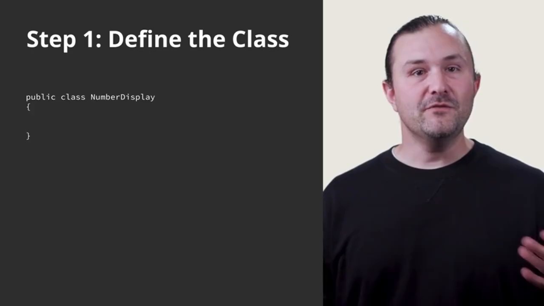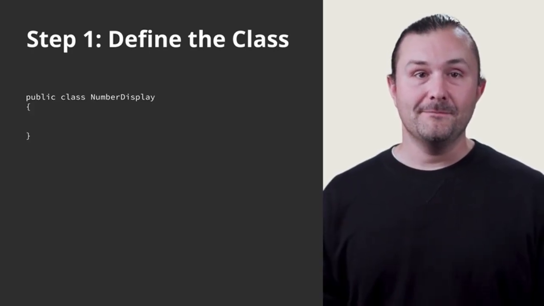Our next task is to write a program that displays numbers from 1 to 10 using a loop. Think of it like setting up a countdown timer or listing the steps in a process. You repeat similar actions over and over until you reach the end. This will show us how to control the flow of our program. Let's get started. Again, start by defining a class named NumberDisplay.